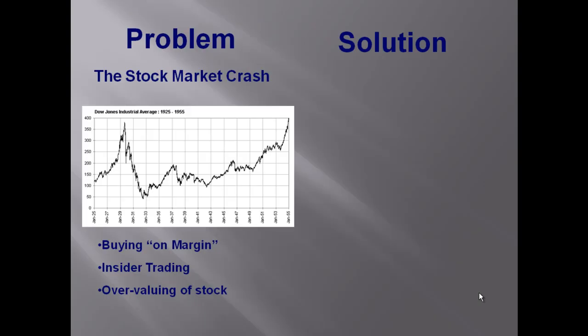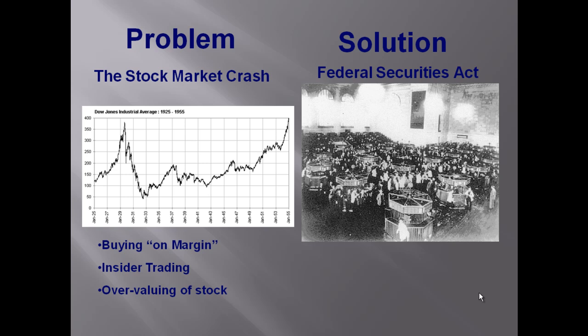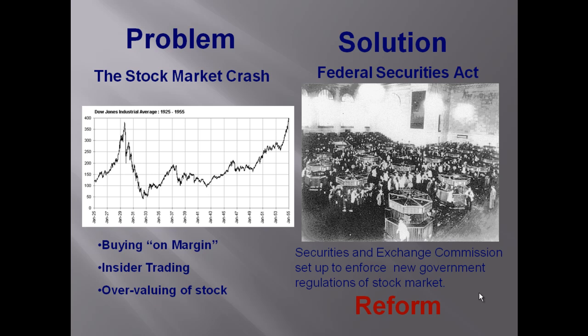Roosevelt's first problem that he addresses is the stock market crash. This is caused, as you know, by people buying on margin, by insider trading, and by the overvaluing of stock. His solution for this is the Federal Securities Act and the creation of the SEC, the Securities and Exchange Commission, which is set up to enforce new government regulations of the stock market. Of course, this is in the 3 R's, reform.